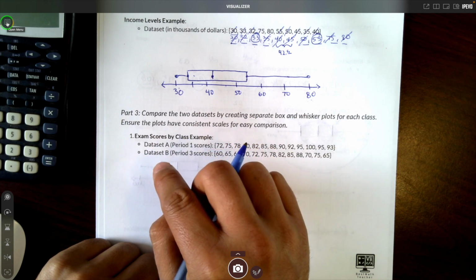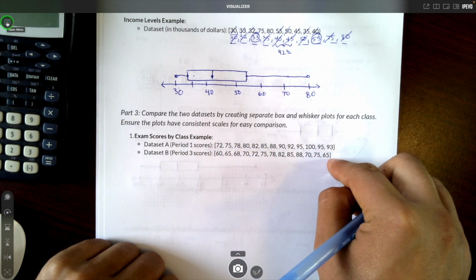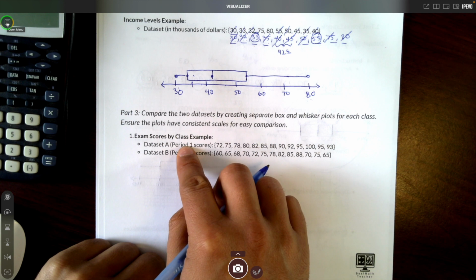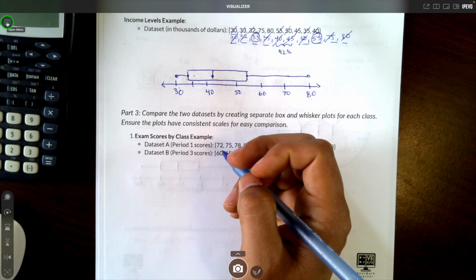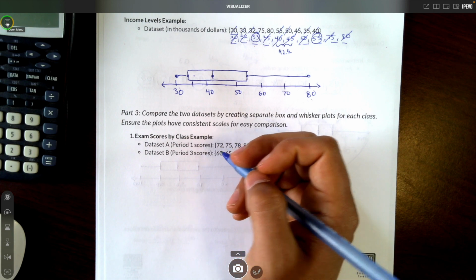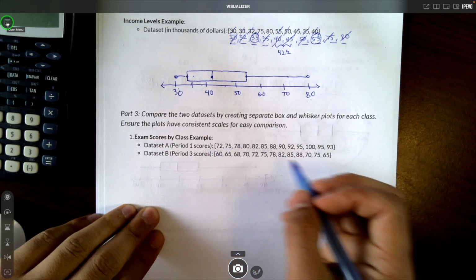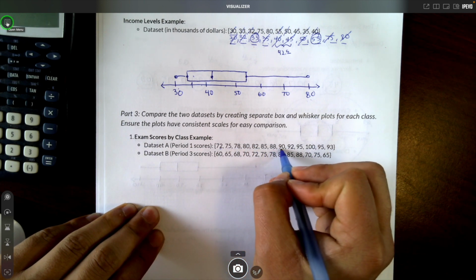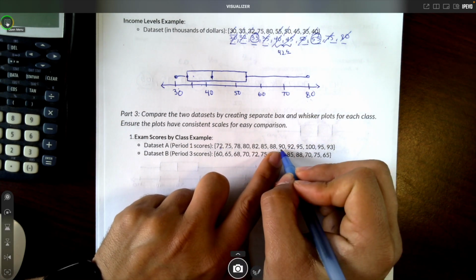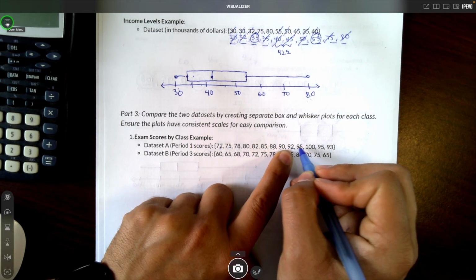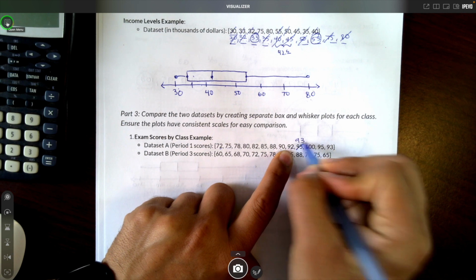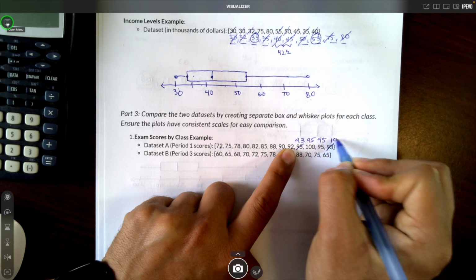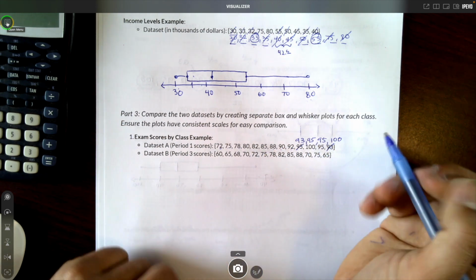We're gonna draw one now for 2 classes or 2 data sets, and they just happen to be scores per class. What I want you guys to do is make sure that they're in order first, and they're almost in order: 72, 75, 78, 80, 82, 85, 88. And then I noticed that I kind of messed up, so I did 90, 93, excuse me, 92, 93 should be here, so I'm gonna cross that one out. Then I'm gonna do 95, 95, and 100, okay? So I try to make it easy for you guys.